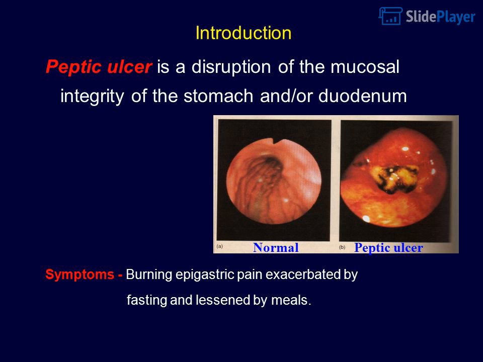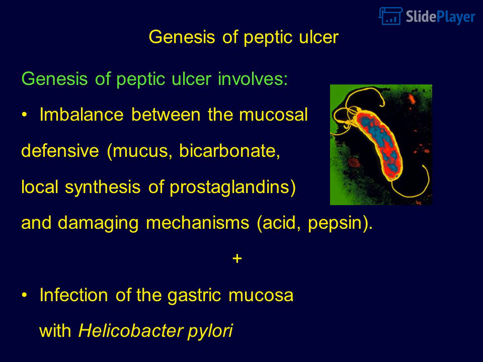Normal and peptic ulcer. Genesis of peptic ulcer. Genesis of peptic ulcer involves an imbalance between the mucosal defensive mechanisms, mucus, bicarbonate, and local synthesis of prostaglandins, and damaging mechanisms, acid and pepsin, plus infection of the gastric mucosa with Helicobacter pylori.